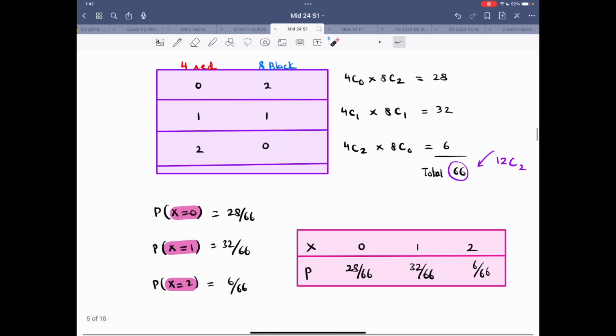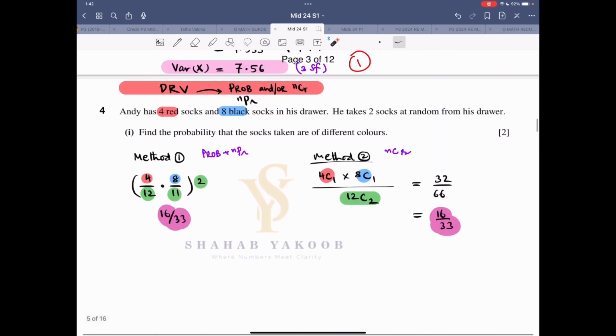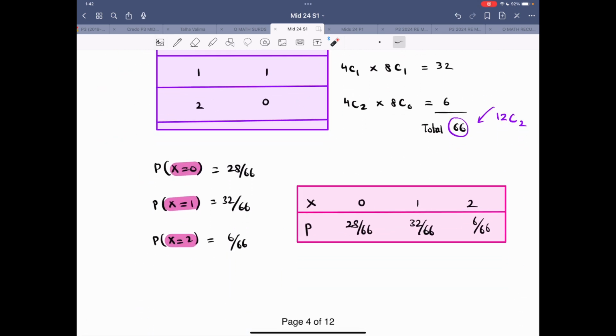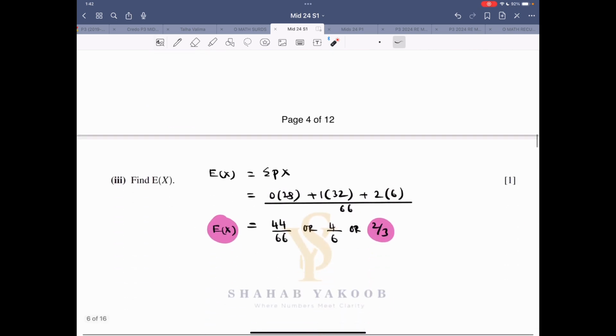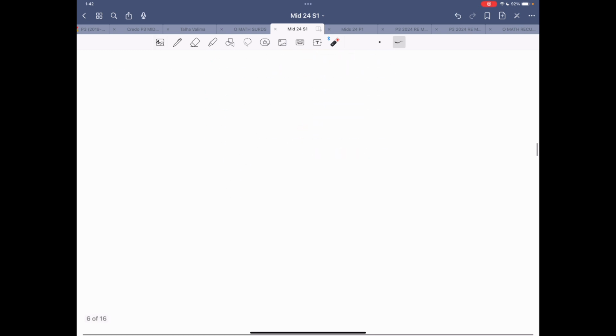Probability x is equal to 0, that is 28/66. x is equal to 1, 32/66. That's calculated in part 1 already. And probability x is equal to 2, 6/66. And they are not asking for, yes, they are. They're asking for expectation. Expectation is sigma px. That is just the way that we have done. So that's how these questions are done.